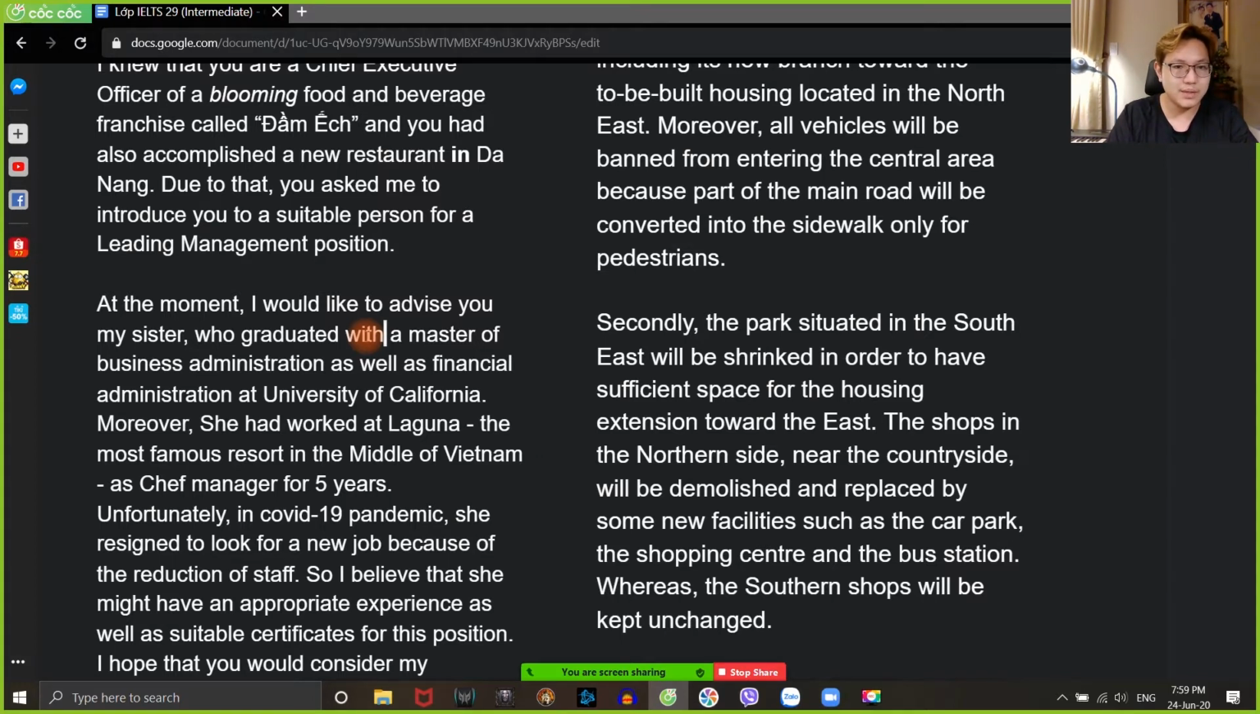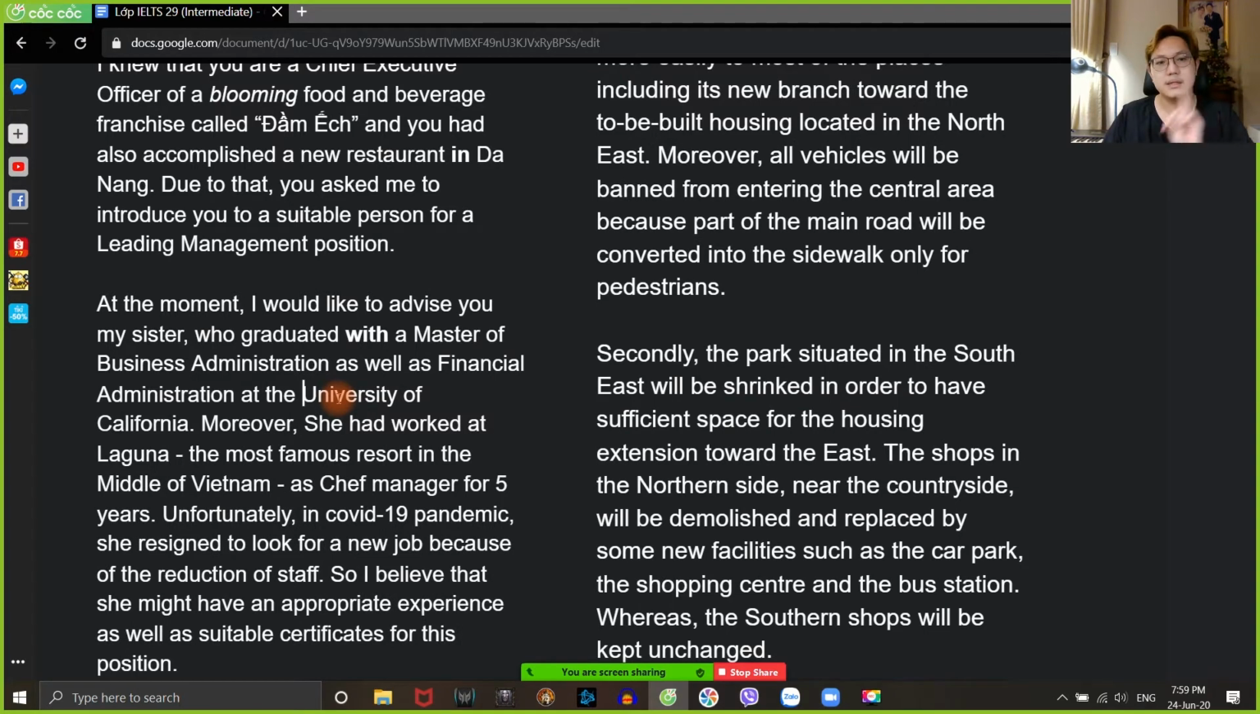You who graduated with a master degree. A master degree of... Okay, with a master of business administration. I mean, most of the time, this one has to be capitalized because these are important, okay? As well as financial administration at University of California, or the University of California. Remember this? The and of go together.